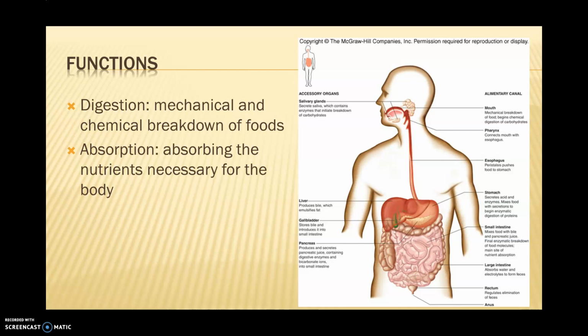smallest forms. And then we have absorption, which is absorbing the nutrients necessary for the body. So again, we're getting all of the nutrients we need from our food. Absorption is a really important process because it's actually taking everything that we need for the body at that time and bringing it back in so we can use it.